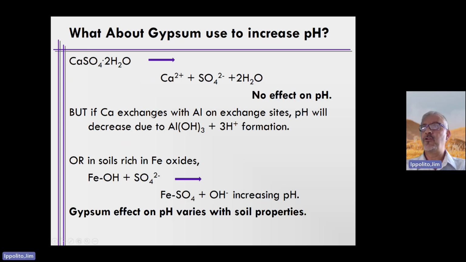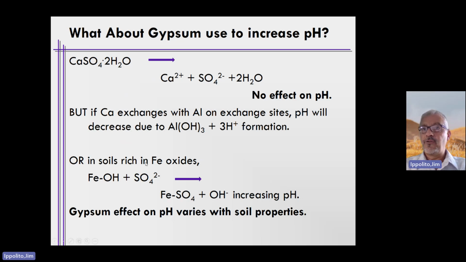If calcium exchanges with aluminum on exchange sites, the pH actually decreases in your soil because of the formation of aluminum hydroxide, gibbsite, which is a mineral, and the creation of 3 free hydrogen ions in the soil solution. So the pH can go down if you add calcium sulfate to soils that have high amounts of aluminum on the exchange sites. What about iron?